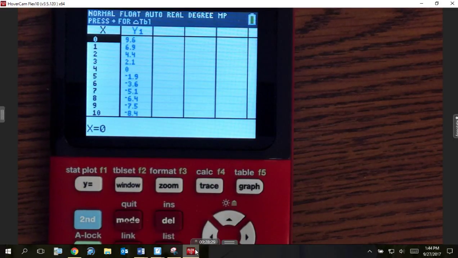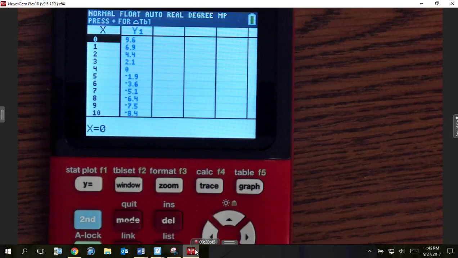And then I'm just checking to make sure those ordered pairs are there. So I'm looking for 0, 9.6. I'm looking for 4, 0. And then I'll probably do table set, change my table to jump to 24, just to make sure it's there, which it is.